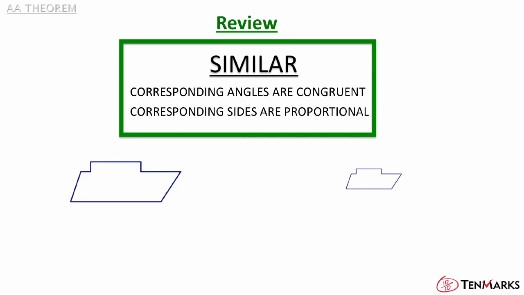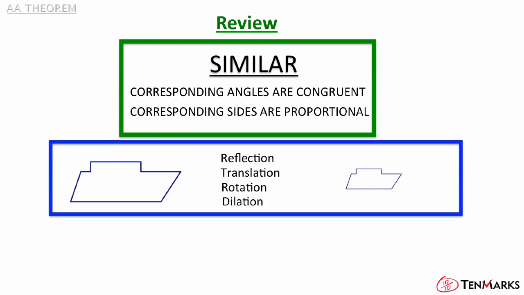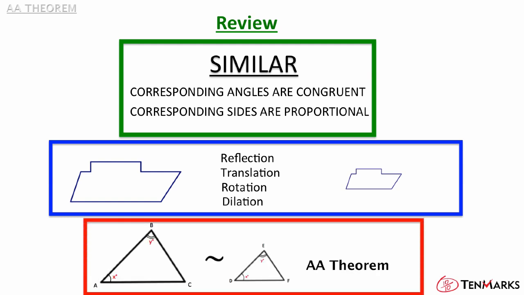So in review, similar figures have corresponding angles that are congruent and proportional sides. Similar figures can be mapped from one to the other through a series of transformations, and triangles can be proved similar through the angle-angle theorem.